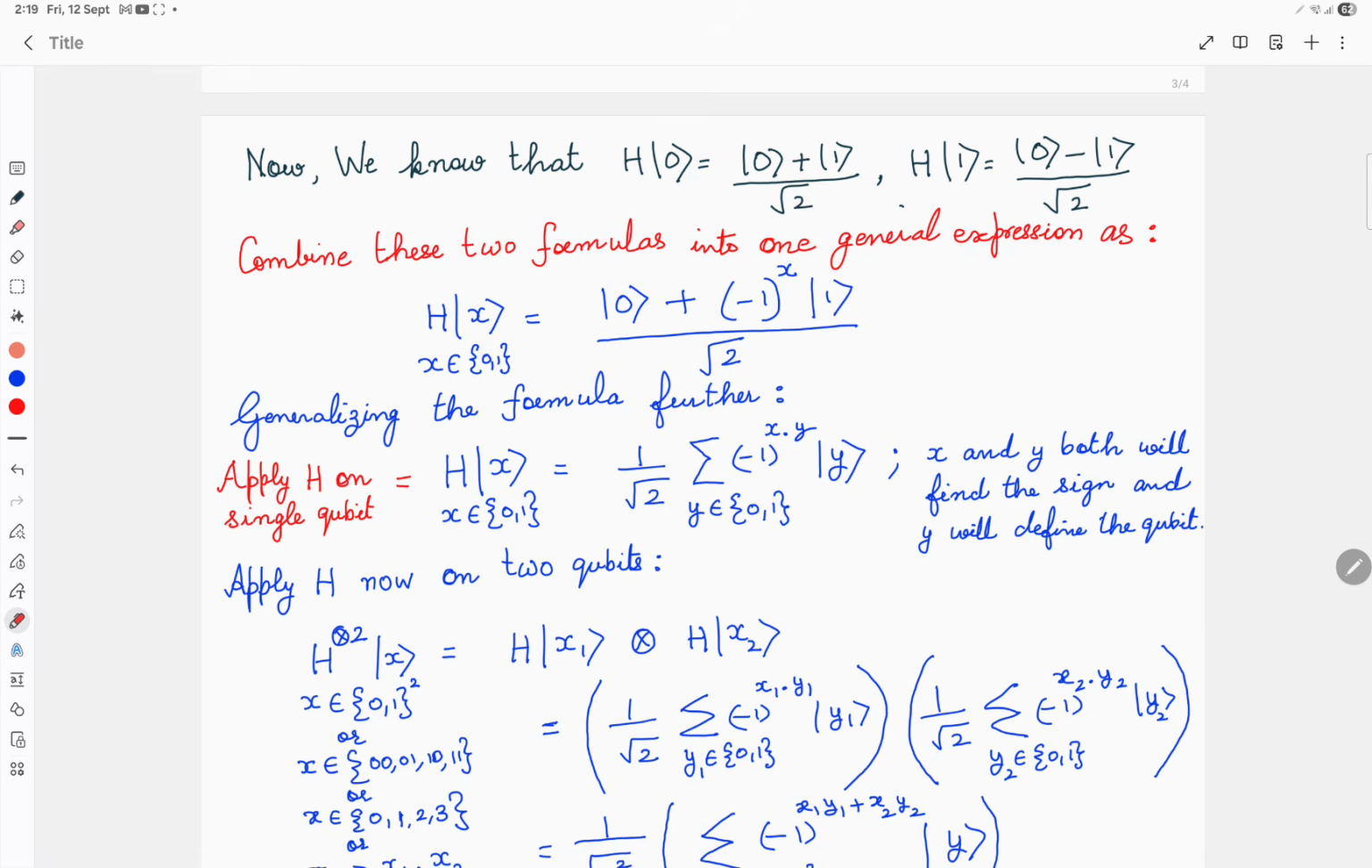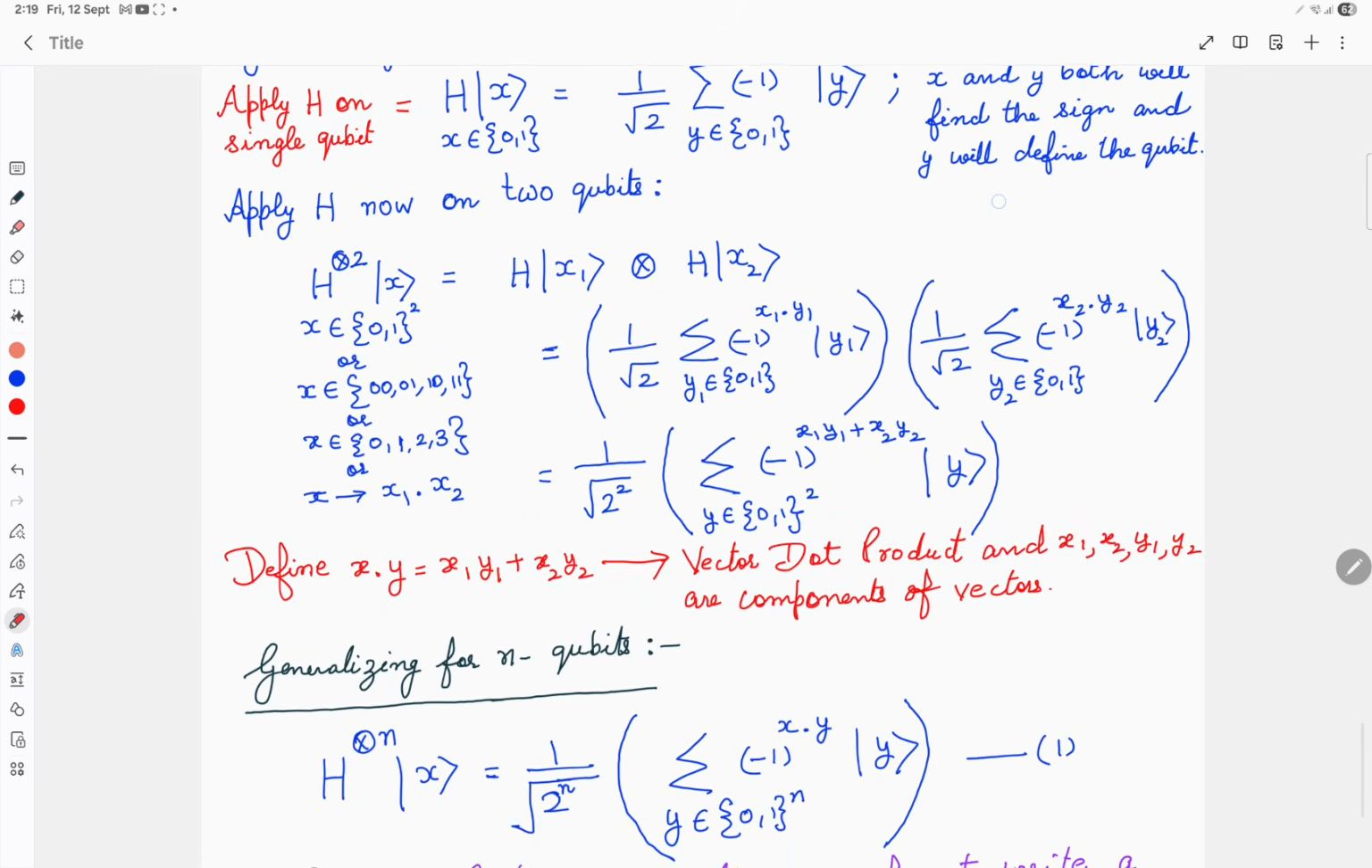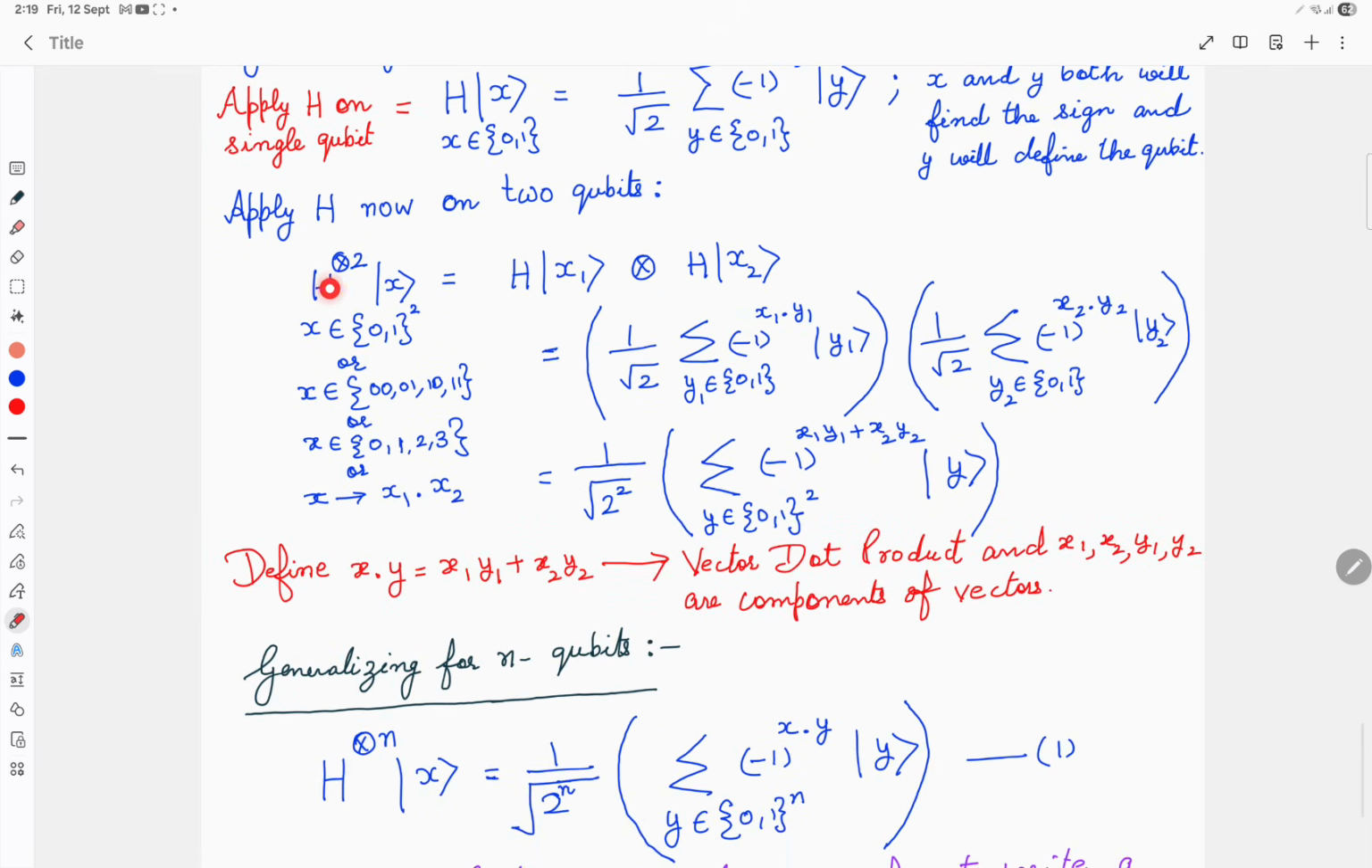So if you expand this, you will see that you will get either this expression or this expression. All right, so this is the generalized expression for the application of the Hadamard gate on a single qubit. But let us extend the same concept to 2 qubits. So this is H superscript tensor 2 acting on a 2 qubit system.